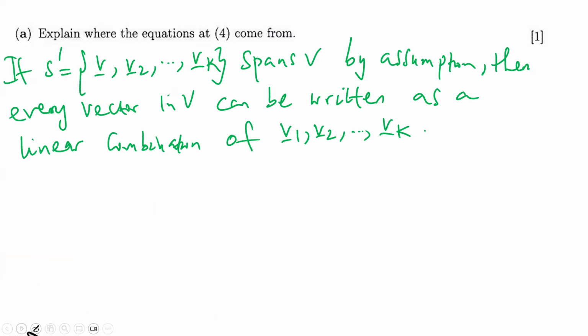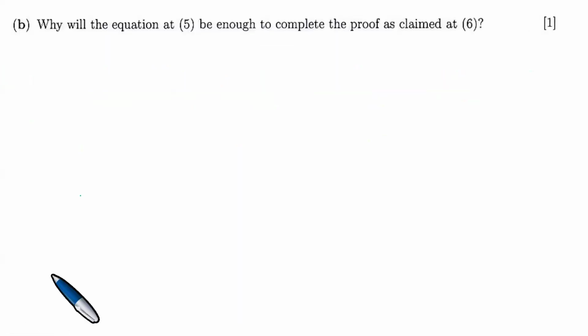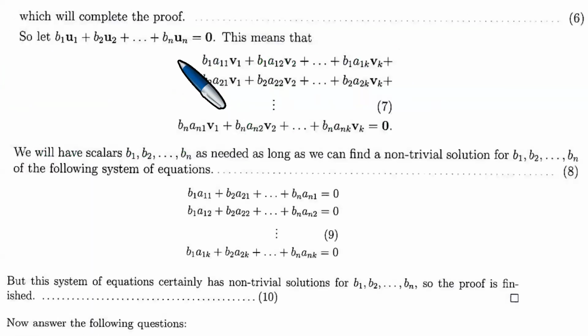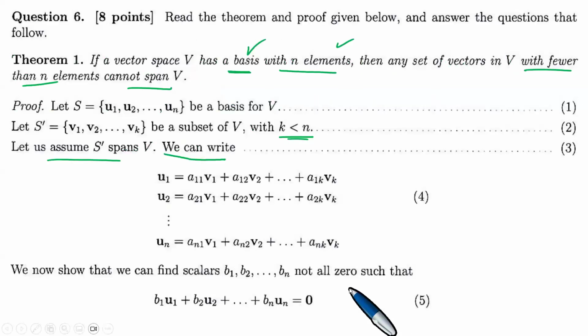B. All right, so let's check. Why will the equation at 5 be enough to complete the proof as claimed at 6? Let's check that. Why will the equation at 5 be enough to complete the proof as claimed at 6? Let's check.